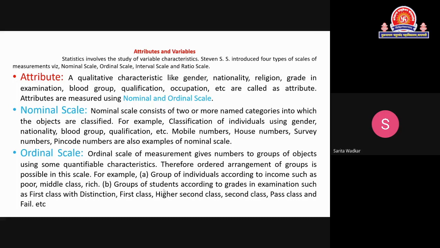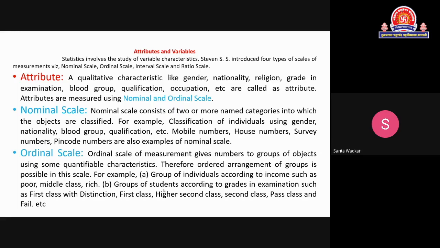Then coming towards the next, that is ordinal scale. Ordinal scale, as the name suggests, we can say that the ordinal scale of measurement gives numbers to groups of objects using some quantifiable characteristic. Now, what is this quantifiable characteristic? See, whenever we are giving ranks in a class, the student is taking the rank. So it is in the order. So this is the ordinal scale. Therefore, ordered arrangement of groups is possible in this scale.